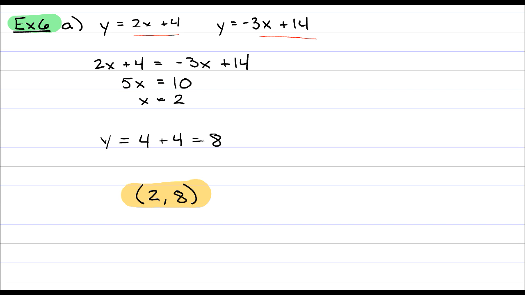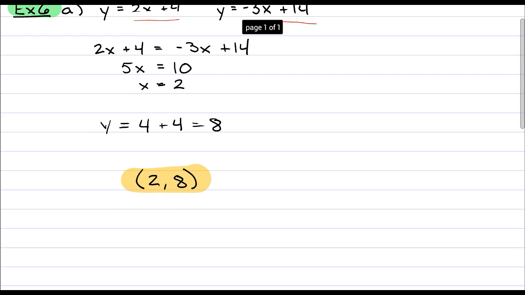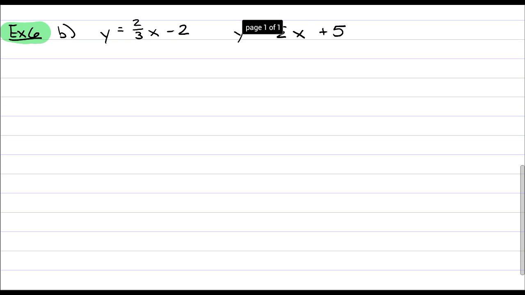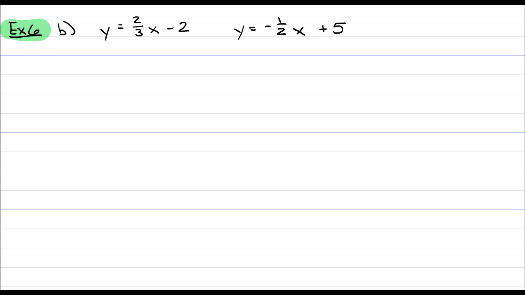Okay. So now, in part B, it's the same idea. Our lines are a little messier here because the slopes are fractional. But we solve this the same way. We set the y-coordinates equal to each other, and we get 2 over 3 x minus 2 equals minus 1 over 2 x plus 5.